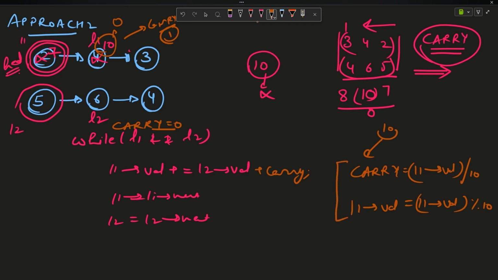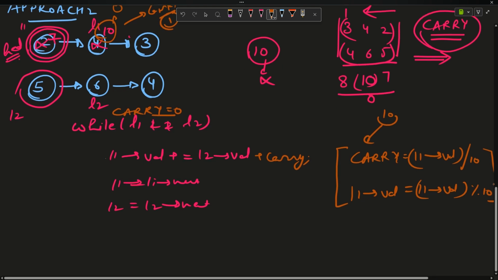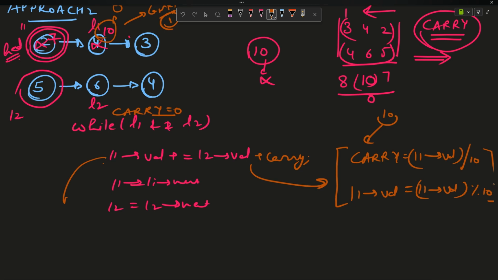These two operations I'm leaving to you to check on your own, because that will also increase your logic building, right? After this I will do these steps. Carry will become L1 value divided by 10, and L1 value will become L1 value mod 10. This loop will continue, and we will get our answer.